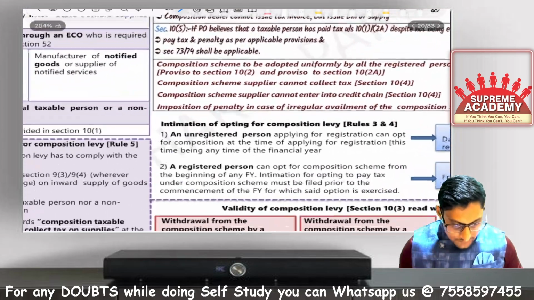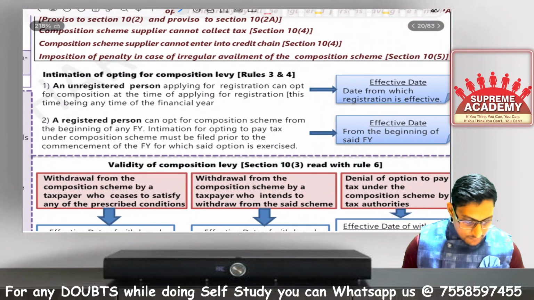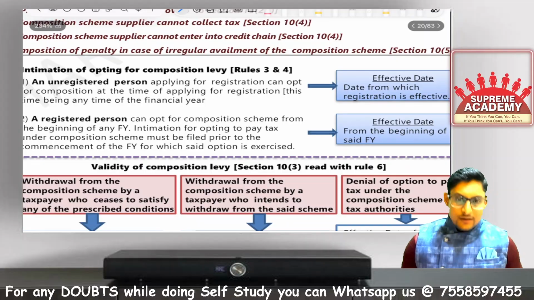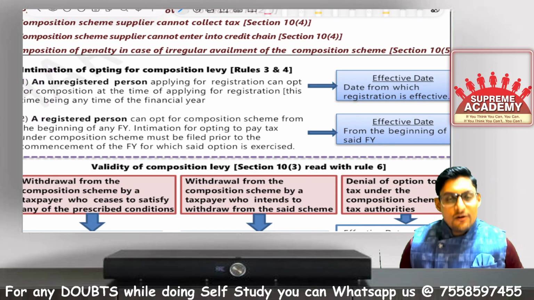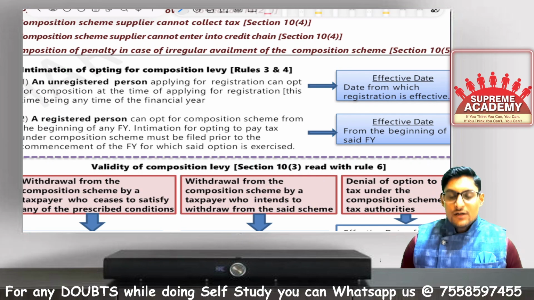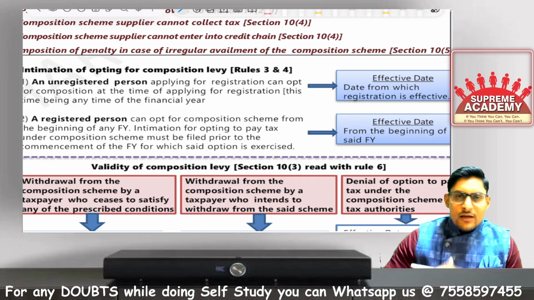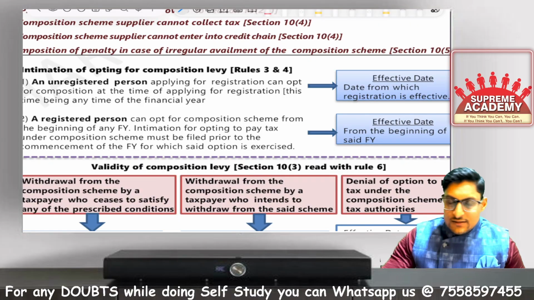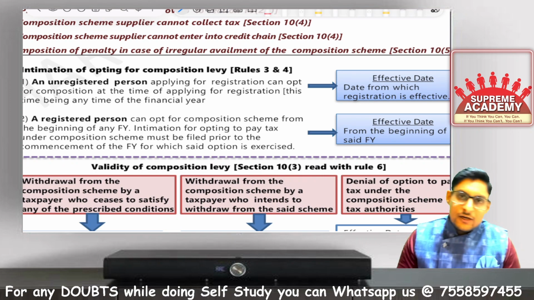Yes, this is all about who is eligible or not. Now, opting for composition levy. Now, there are two cases. Case number one, unregistered. Case number two, registered. Now, for example, an unregistered person today became liable for registration. Today he crossed the threshold limit. Yes, today, just now, he crossed the threshold limit. Now, he will apply for the composition or the regular.